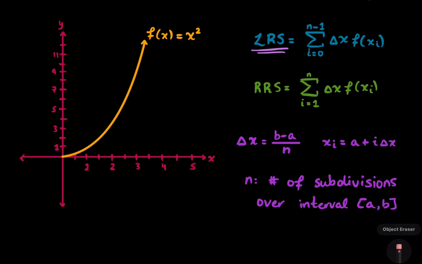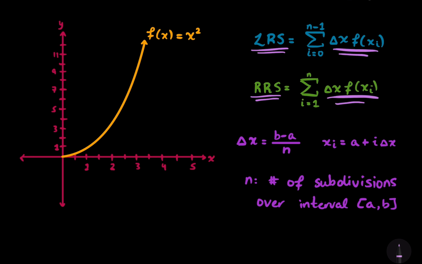And then for a right Riemann sum, again with n subdivisions that are all uniform, we have the formula as the sum from i equals 1 to n of delta x times f of x sub i. And keep in mind here, the only difference really is just the indices. For a right Riemann sum, we have the sum from i equals 1 to n. For a left Riemann sum, we have the sum from i equals 0 to n minus 1. So that's really all you need to remember, because the two arguments are basically the same.